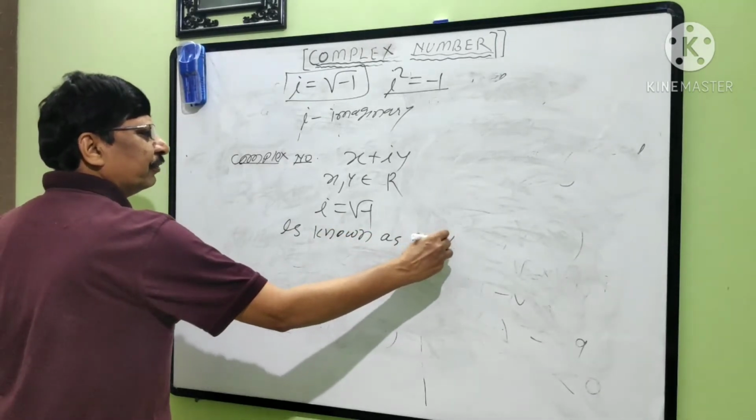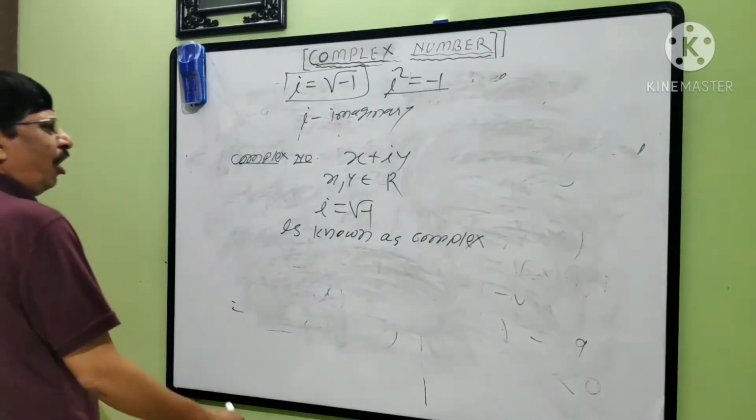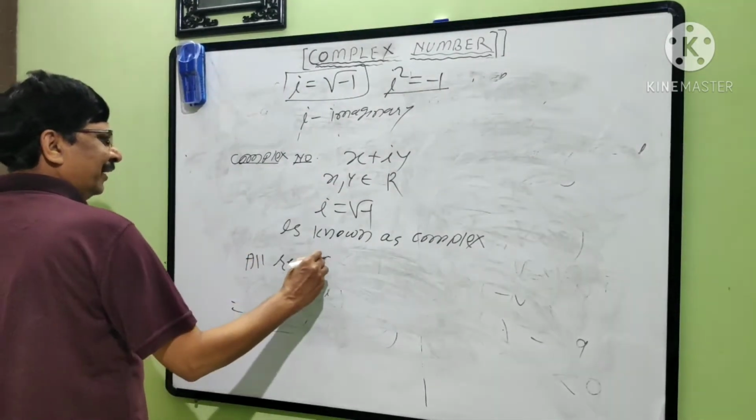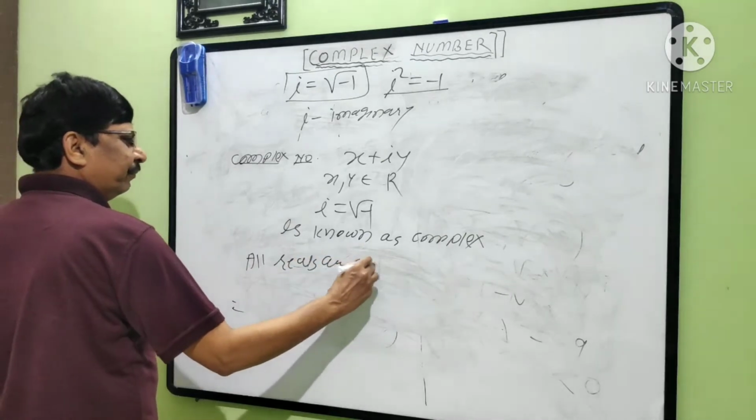Complex number. That means all reals are complex. All reals are complex. Why?